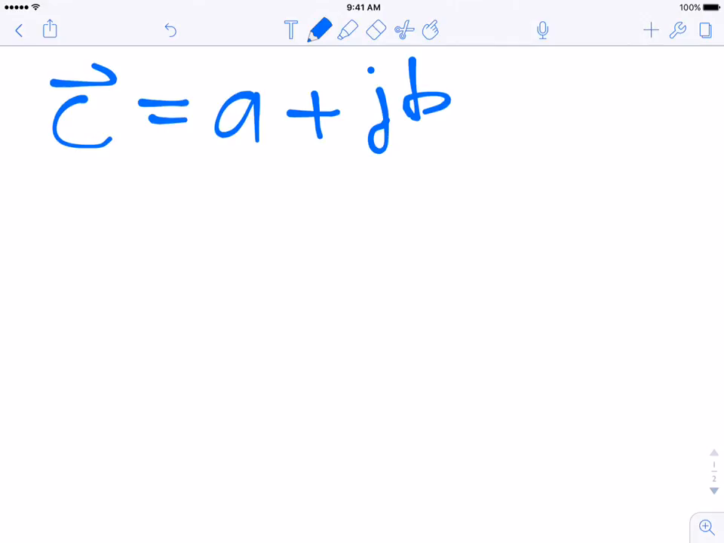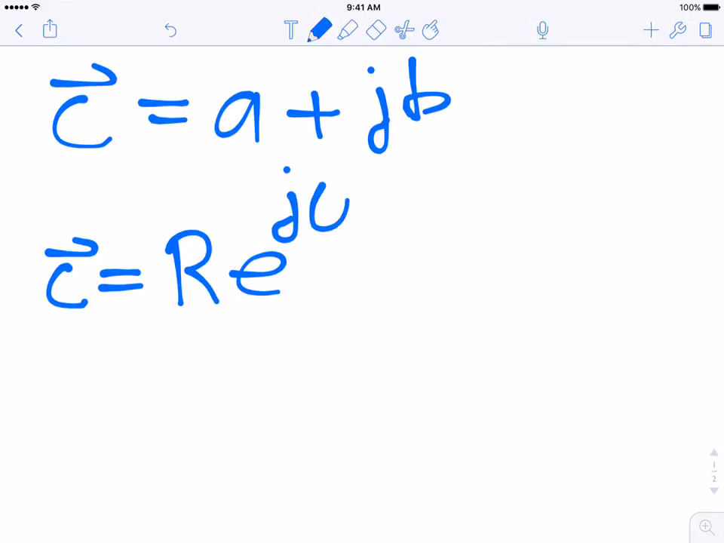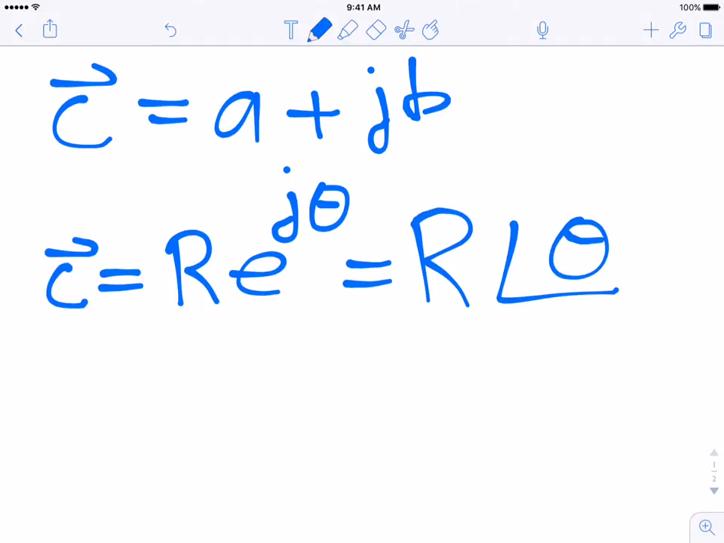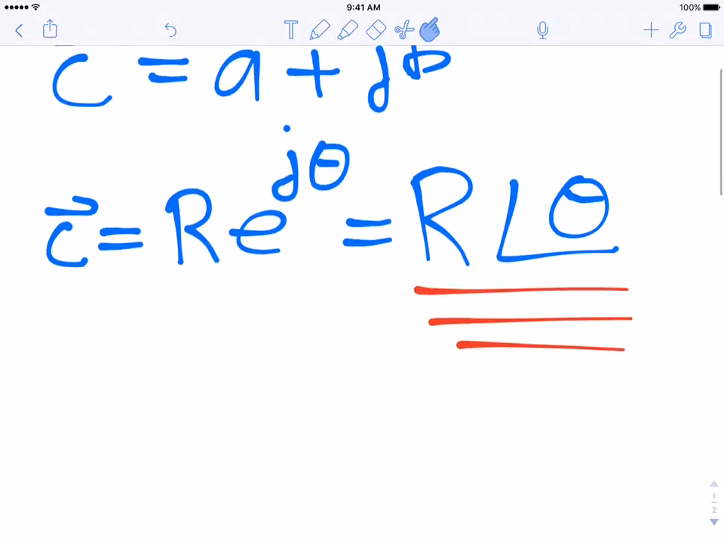So then the second form is polar form. We're going to have again our vector C. There's two ways to write polar form. C is R e to the j theta. That's the first way, and then the second way is R angle theta. Now, when you're doing power systems problems, you will almost always see it in the second form, R angle theta. Now, R is the magnitude of C, and then theta is the angle of C. So when we graph it, we'll see this.